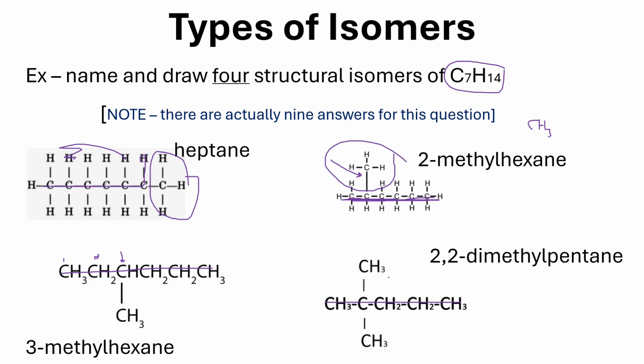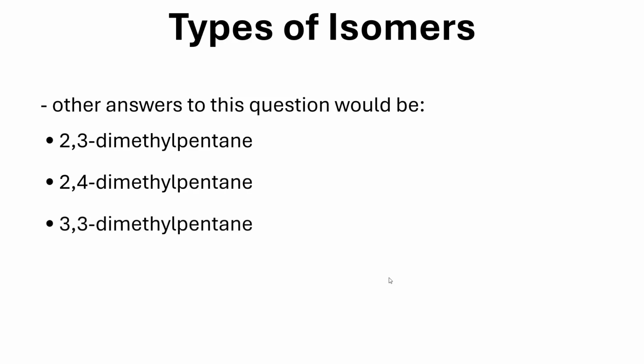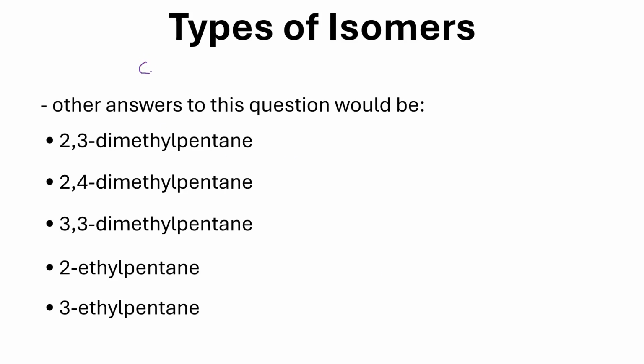As well, for more answers, all we're going to do is start to move around these methyl groups. The other answers to this question would be a 2,3, where you're just moving one of the methyl groups over; a 2,4, where you're moving it over again; a 3,3, where they're both moved to the middle; and a 2-ethylpentane and a 3-ethylpentane. So those would be all of your 9 different answers. And if you drew all of those, they would all have the general formula of C7H14.